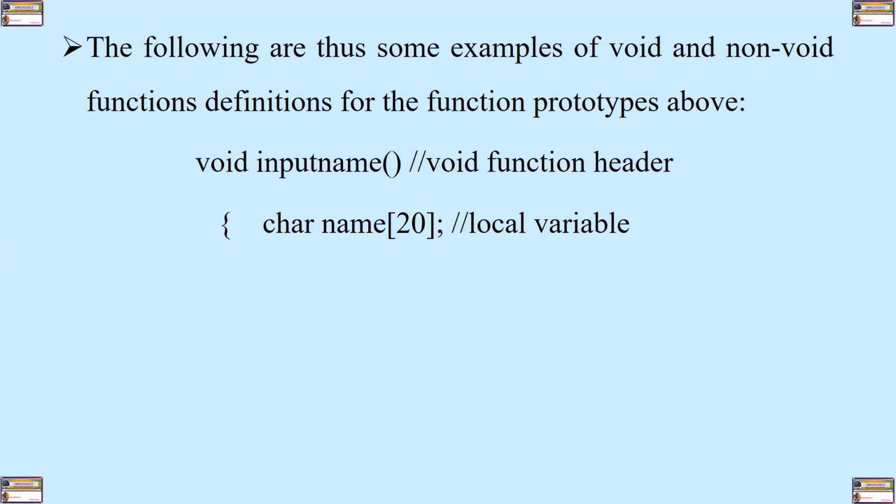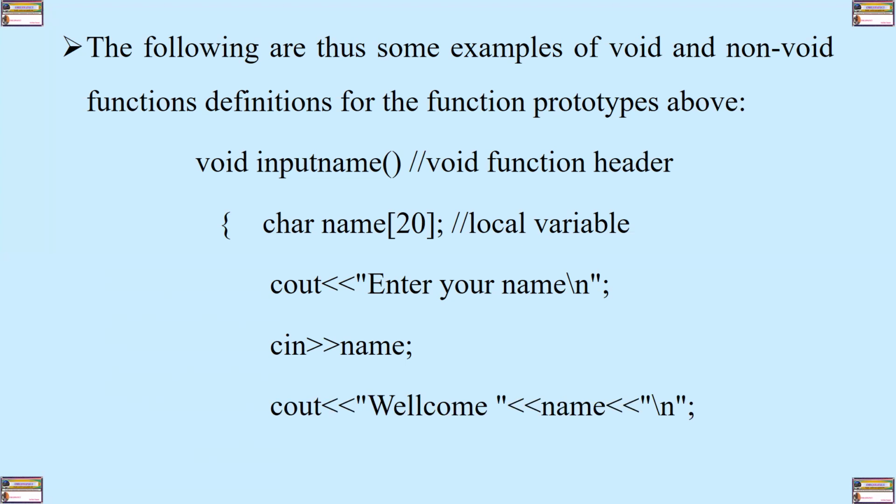Our name will be stored in the memory location called name. Then this statement is prompting the user to enter the name. Then we read the name. And then we write out, or display on the screen, welcome, whoever had been entered. If the user had keyed in meme, it will read welcome meme, and then move the cursor to the next new line.